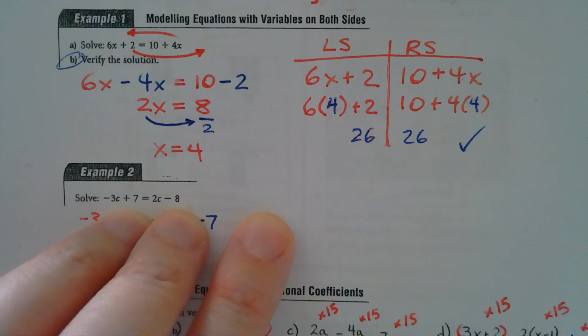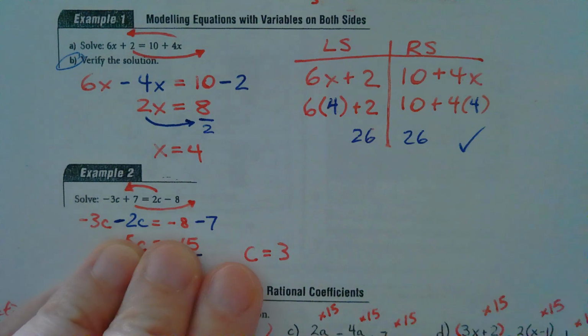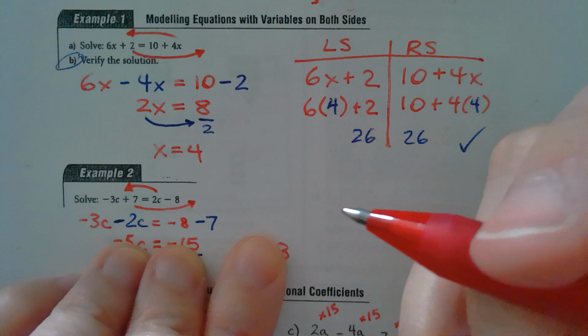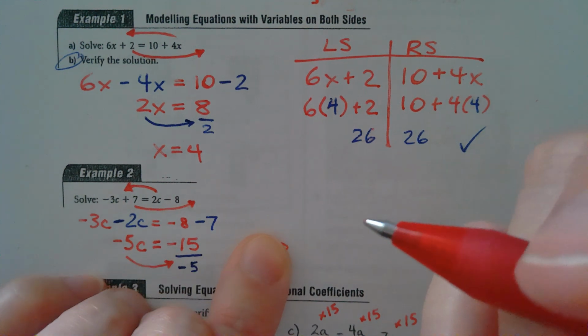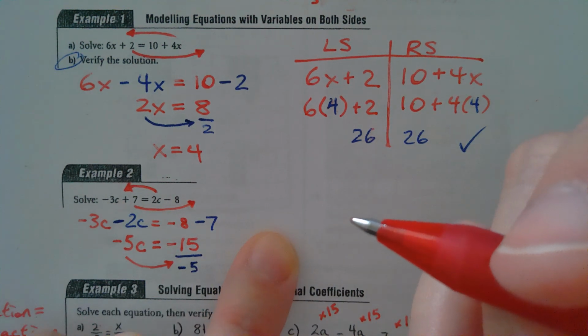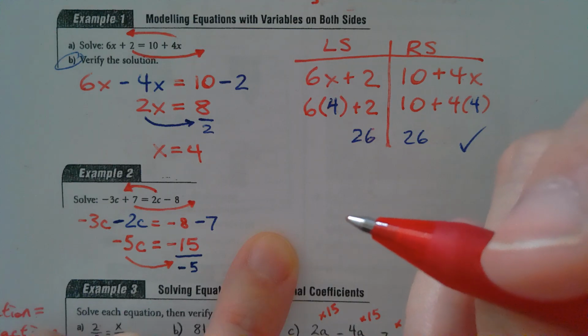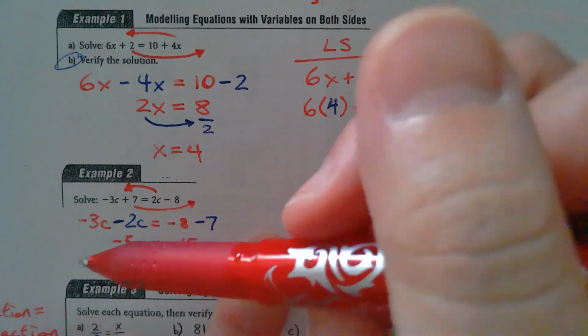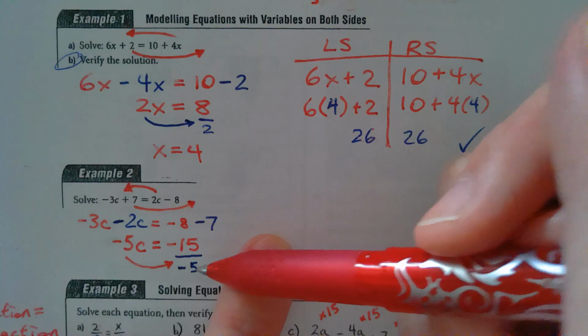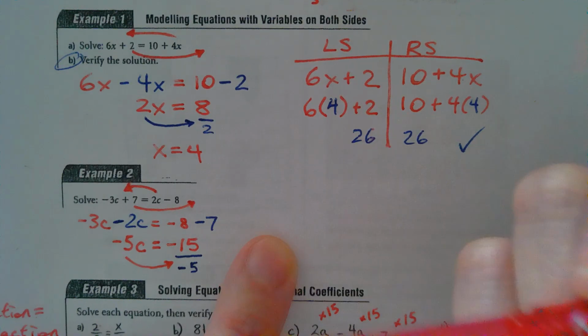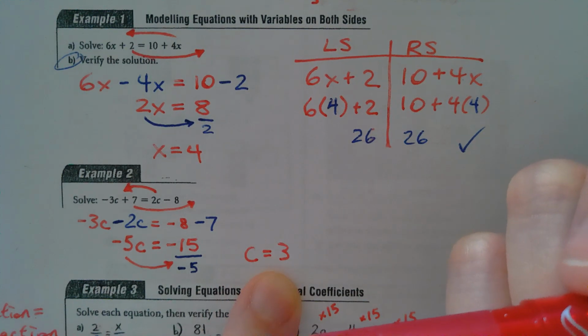First, I moved the 2C to the other side, and I moved the 7 to the other side, and then it became negative 3C minus 2C equals negative 8 minus 7. Yep. And then negative 5C equals negative 15, and I divided it, so then C equals 3. Okay, good. Remember here, you're dividing by negative 5, not positive 5. So when you do that, you get C equals 3.